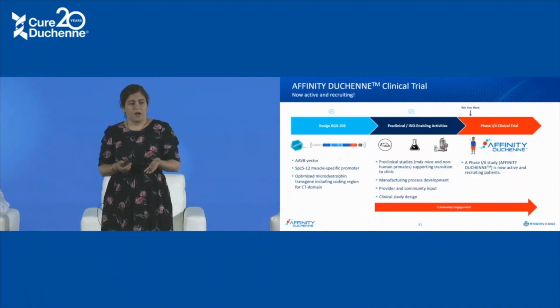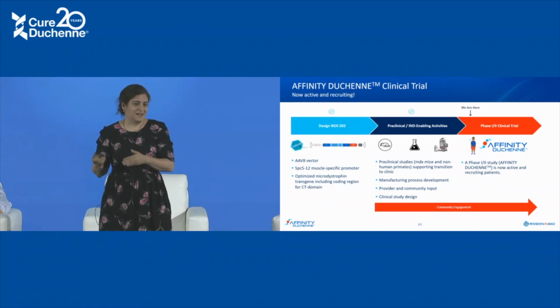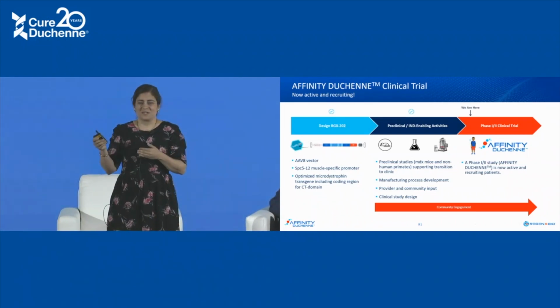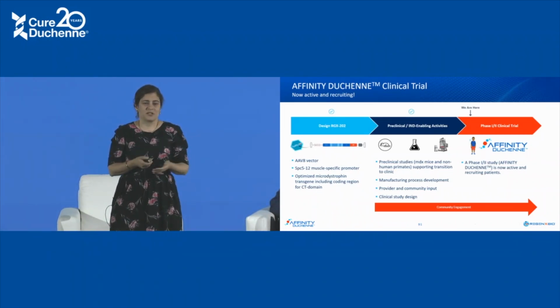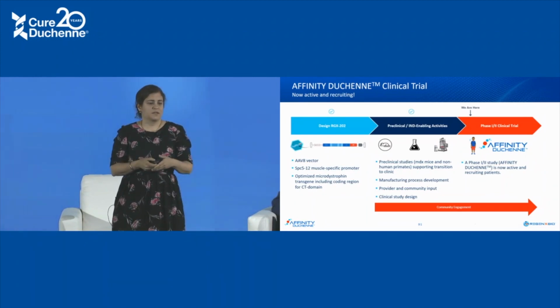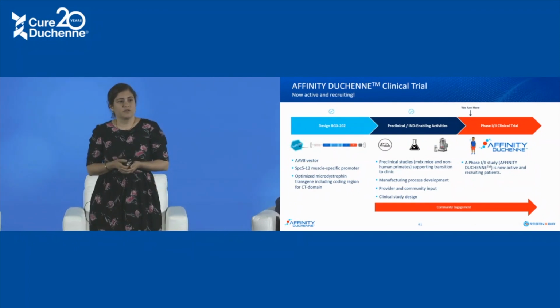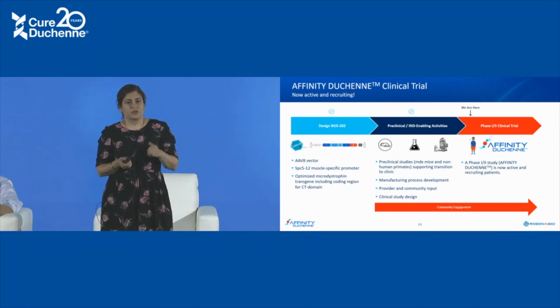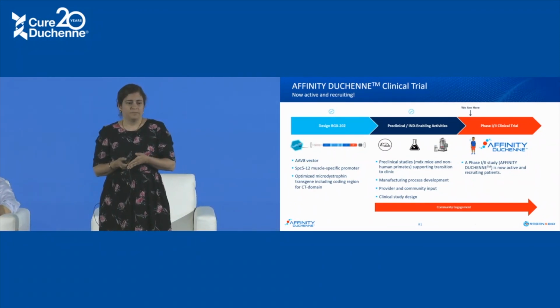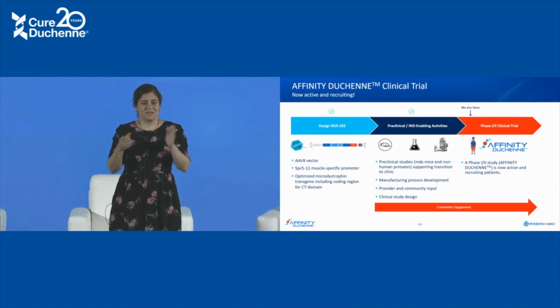So now we'll take you through the timeline of where we're at. Check marks are what's been completed. So we have designed RGX-202, and I'll give you a bit more detail on the construct itself. This is an AAV8 vector. We use an SPC5-12 muscle-specific promoter, and we have an optimized microdystrophin transgene that includes the coding region for the CT domain. Check. So we move on to the next one.